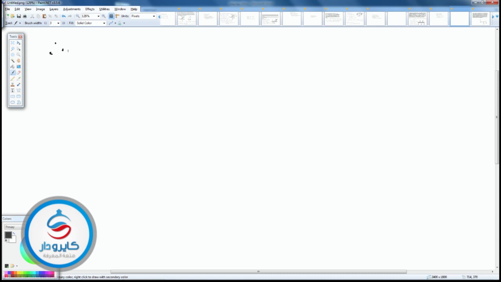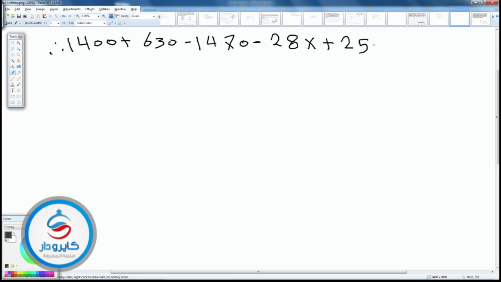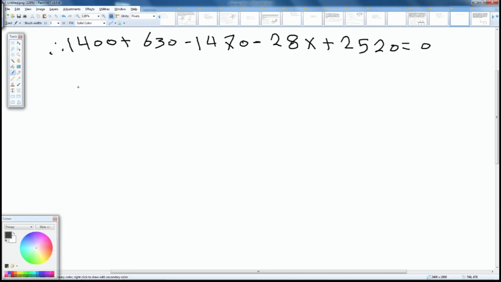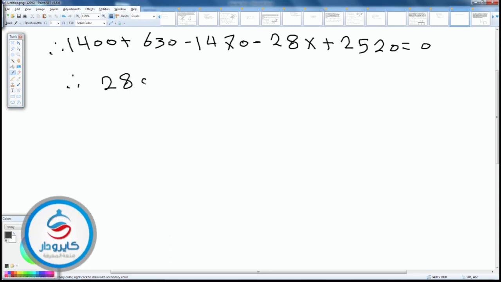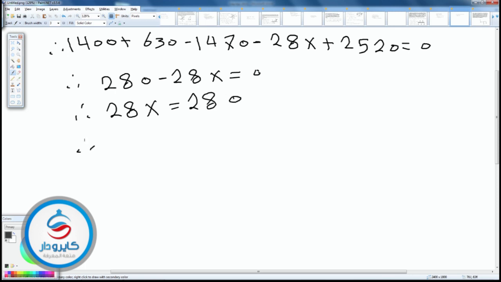Therefore, negative 1,400 plus 630 minus 1,470 minus 28x plus 2,520 equals 0. Therefore, 280 minus 28x equals 0. Therefore, 28x equals 280. Therefore, x equals 10 centimeter. Therefore, the point D has a distance of 62.5 from A.